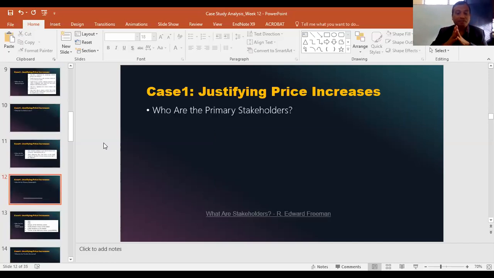Okay, next one. Who are the stakeholders? Can anybody say who the stakeholders are? And what do you think about the stakeholders?